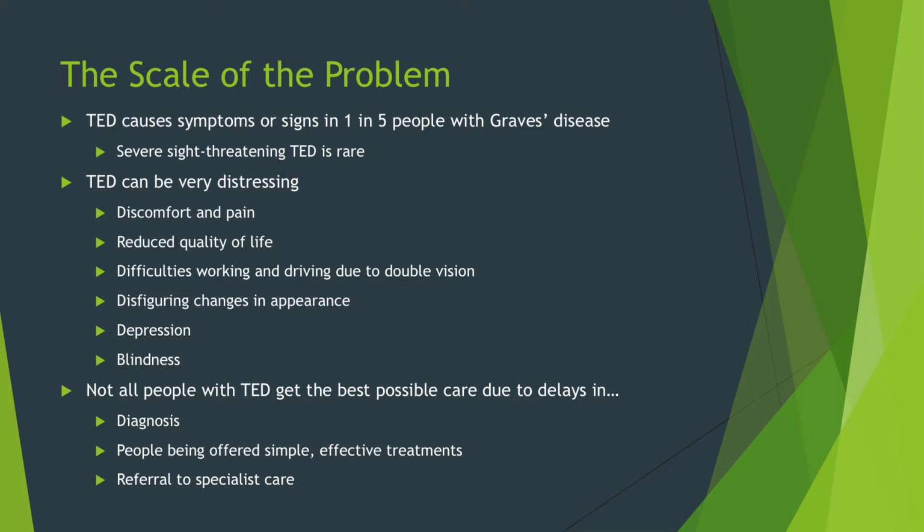Thyroid eye disease causes symptoms or signs in 1 in 5 people with Graves' disease. However, severe and sight-threatening thyroid eye disease is actually quite rare. However, even in its mildest form, thyroid eye disease can actually be very distressing, and this is because it can result in discomfort and pain, and it can significantly reduce someone's quality of life, even if it's medically classified as mild. It can result in difficulties in working and driving, in particular if someone suffers from bad double vision, and it can also result in disfiguring changes in appearance, and this can be quite depressing and have significant psychological impact upon patients. Finally, in the most severe circumstances, it can result in significant loss of vision and ultimately blindness.